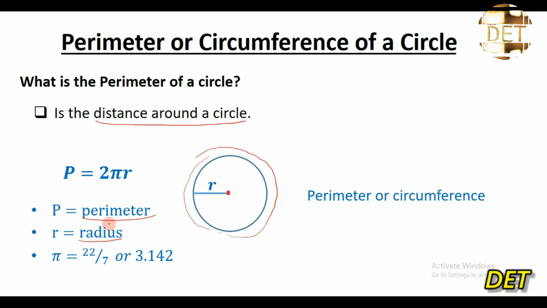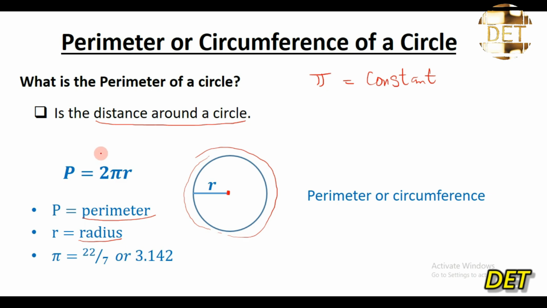Why is it called a constant? Because it has a value that does not change. And the value is 22 all over 7, that is 22 divided by 7, or 3.142. So pi is a constant because its value does not change, and the value is 22 over 7 or 3.142. Wherever you see pi in mathematics, the value is always 22 over 7 or 3.142.